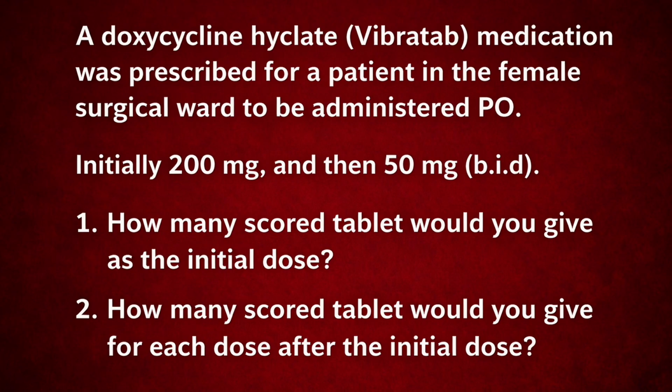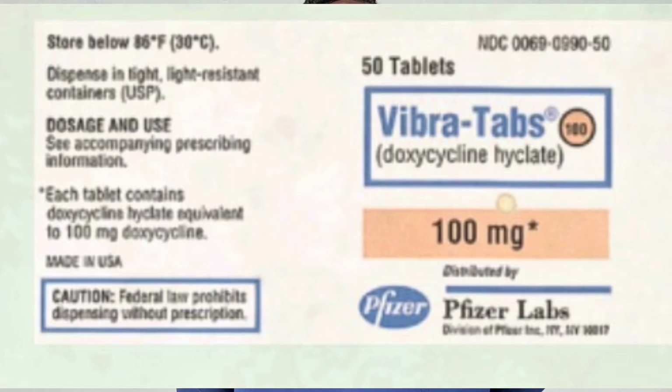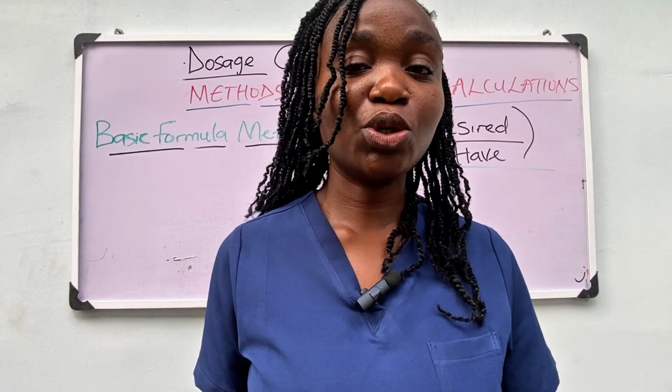The question says, how many scored tablets would you give as the initial dose? And the second question says, how many scored tablets would you give for each dose after the initial dose? On your screen, you can see the drug form, a photo of this drug packet. From this drug package, we can easily see what drug form is available and what we have before we begin to solve for our amount. All right, so let's attempt this question right now.